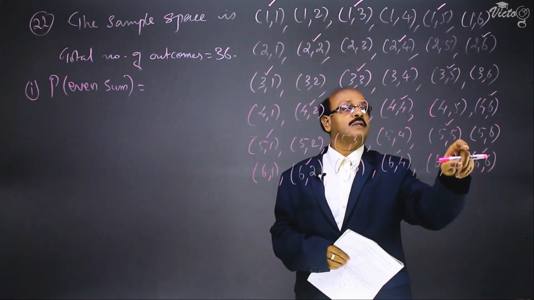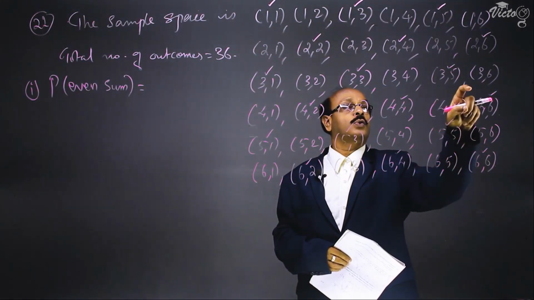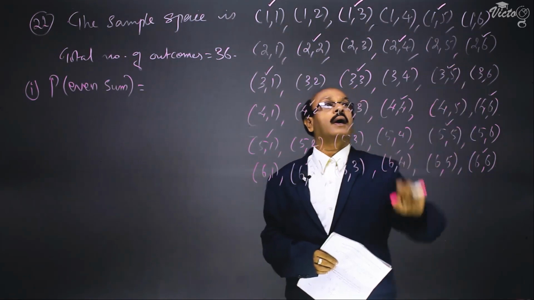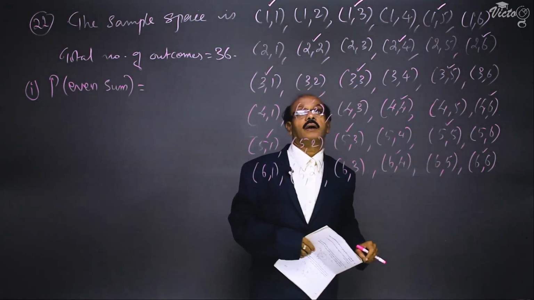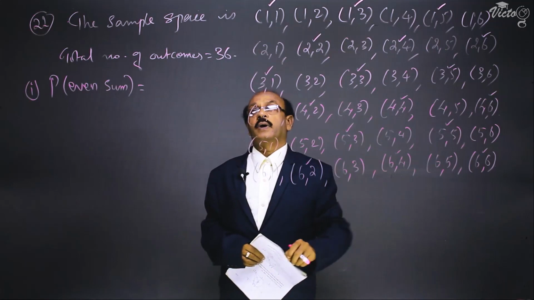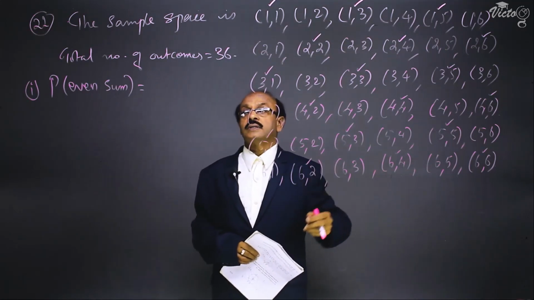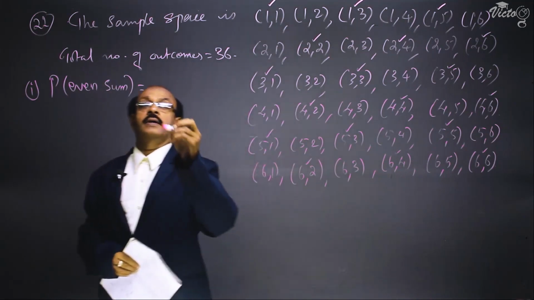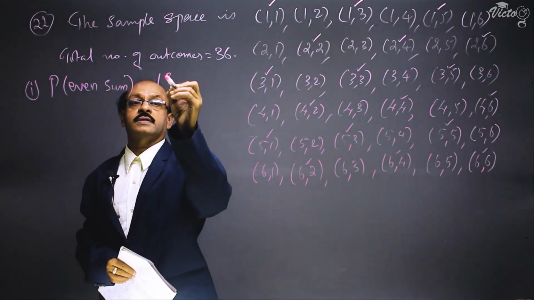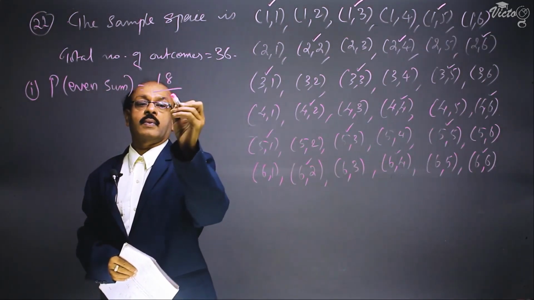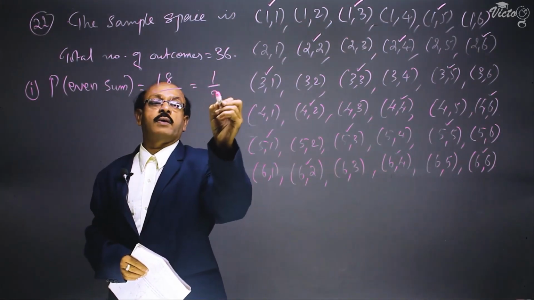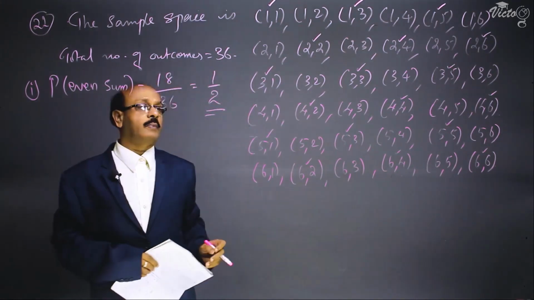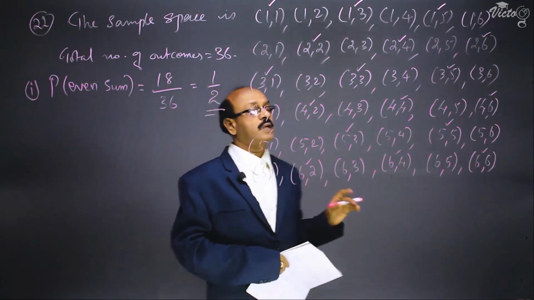3 plus 3 is 6, 9, 12, 15 and 18. There are 18 ordered pairs which are giving the sum even. So it is 18 divided by 36, which is equal to 1 by 2. This is the probability of getting an even sum.